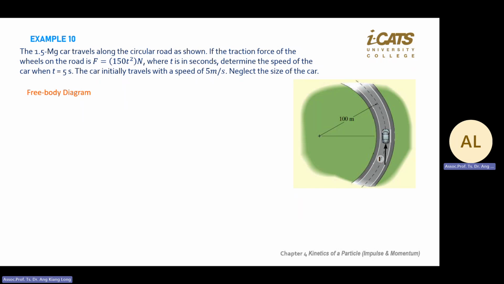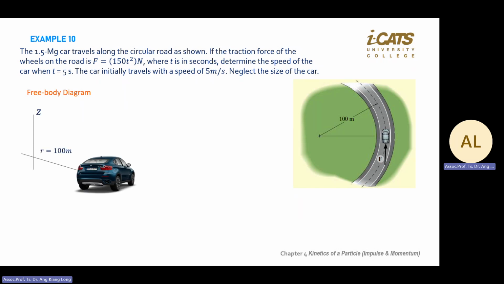The car initially travels with the speed of so and so. So you have the initial speed given, and you need to find the speed v2. You're given v1, you need to find v2. You're given time, you're given force. So this is a chapter 4 question. In chapter 4, you need to find force, time, mass, and velocity.